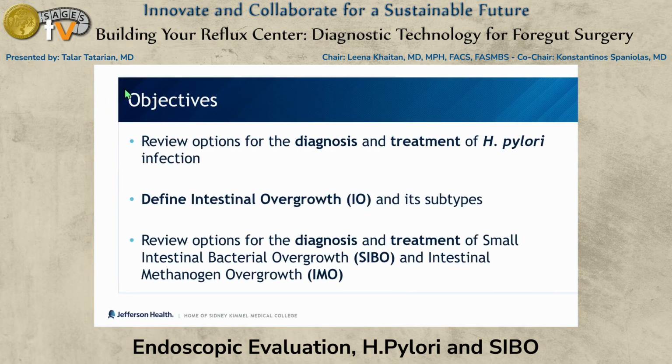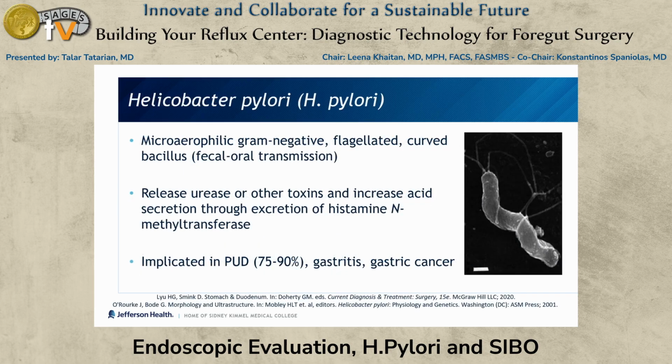Main objectives are to review the diagnosis and treatment of H. pylori, and then I'll define intestinal overgrowth, and then go over diagnosis and treatment of the subtypes of both SIBO and intestinal methanogen overgrowth. So to start with H.